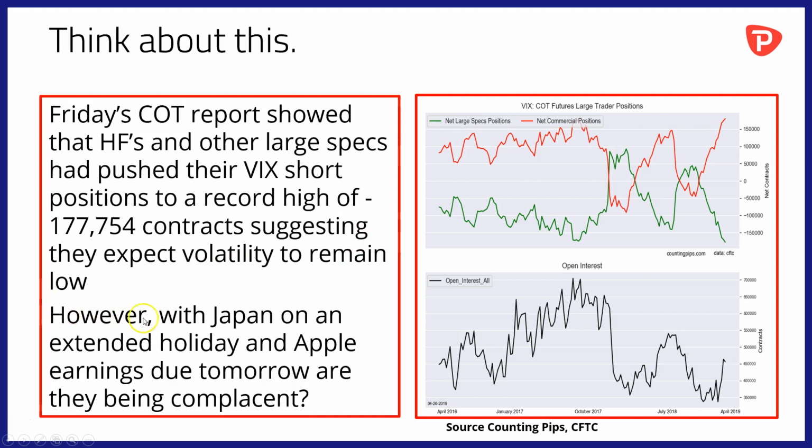However, with Japan on an extended holiday and Apple earnings due tomorrow, are they being complacent is the question I want to ask. Now, the reason I say that is because it was an extended Japanese holiday and a profits warning from Apple that triggered the flash crash that kicked off the trading for 2019. If you remember, over the evening of the 3rd and 4th of January, we saw sharp falls in the yen and related currencies with the Japanese on holiday. Could we be setting ourselves up for another fall tomorrow?